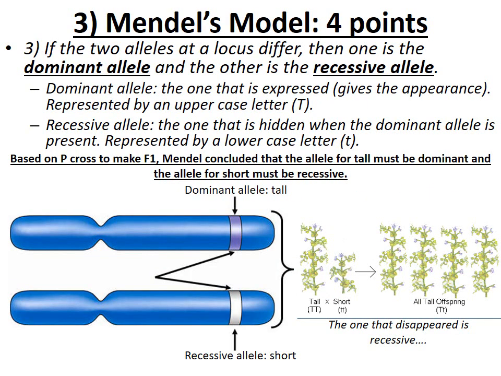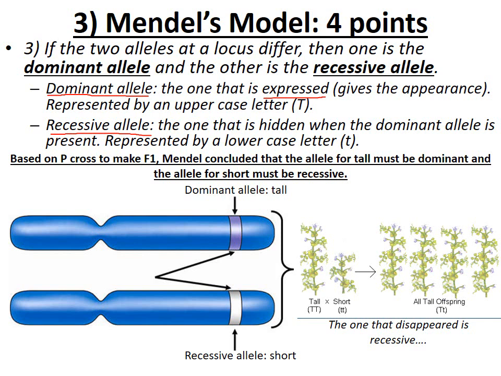Now the third point that Mendel came up with is that if you do inherit 2 different alleles, then usually one is going to be dominant and one is going to be recessive. Essentially, one will take over, one will be represented or expressed, that means shows or gives the appearance, and one will be hidden if they're inherited together.